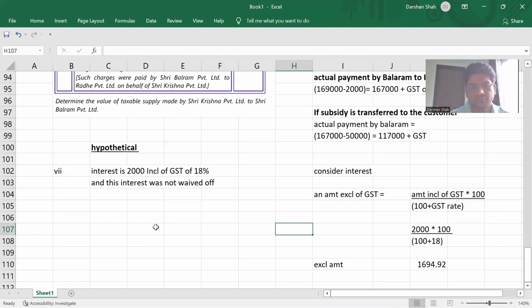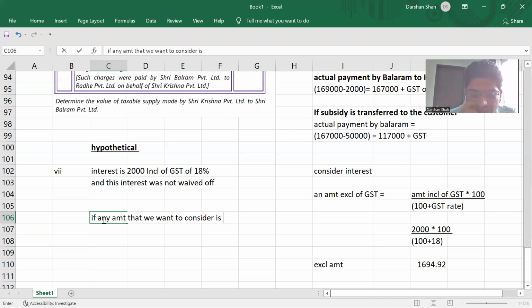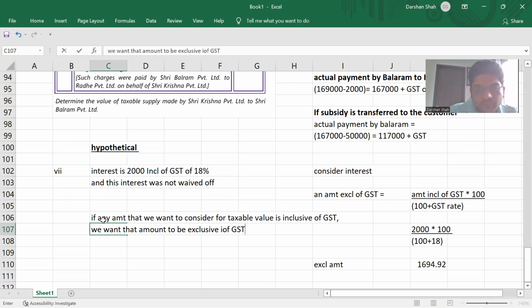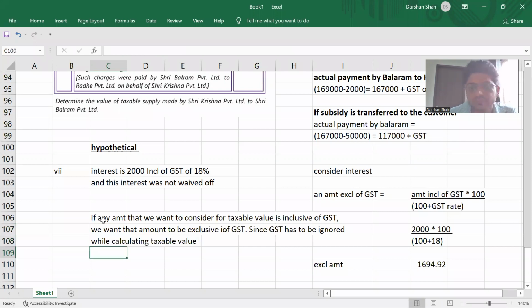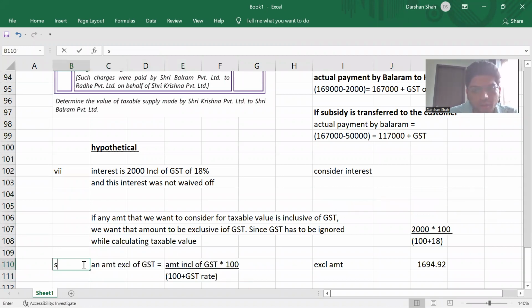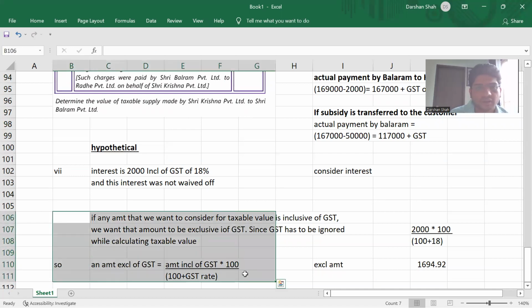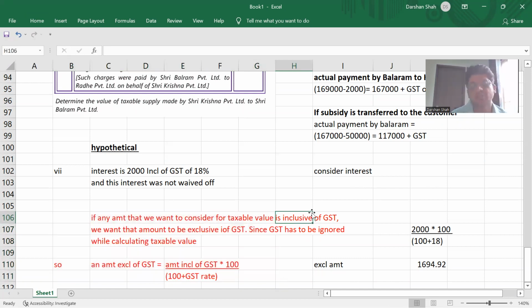Write it down somewhere. If any amount that we want to consider for taxable value is inclusive of GST, we want that amount to be exclusive of GST, since GST has to be ignored while calculating taxable value. So now you can write this formula: amount exclusive of GST is this. Write this whole thing that I have marked in red as an additional concept.